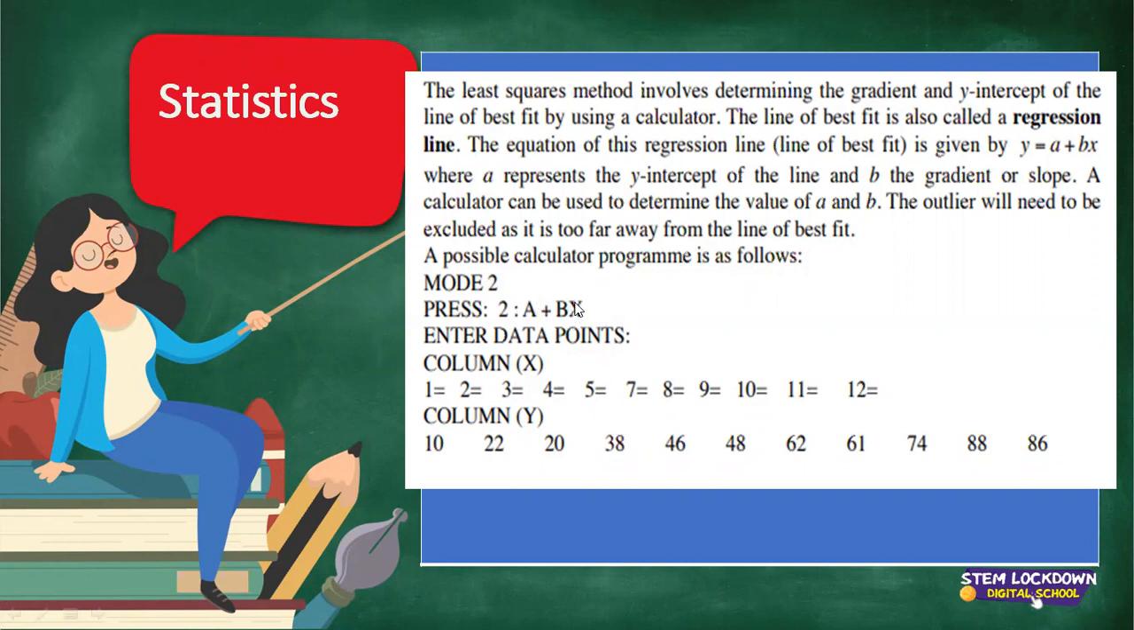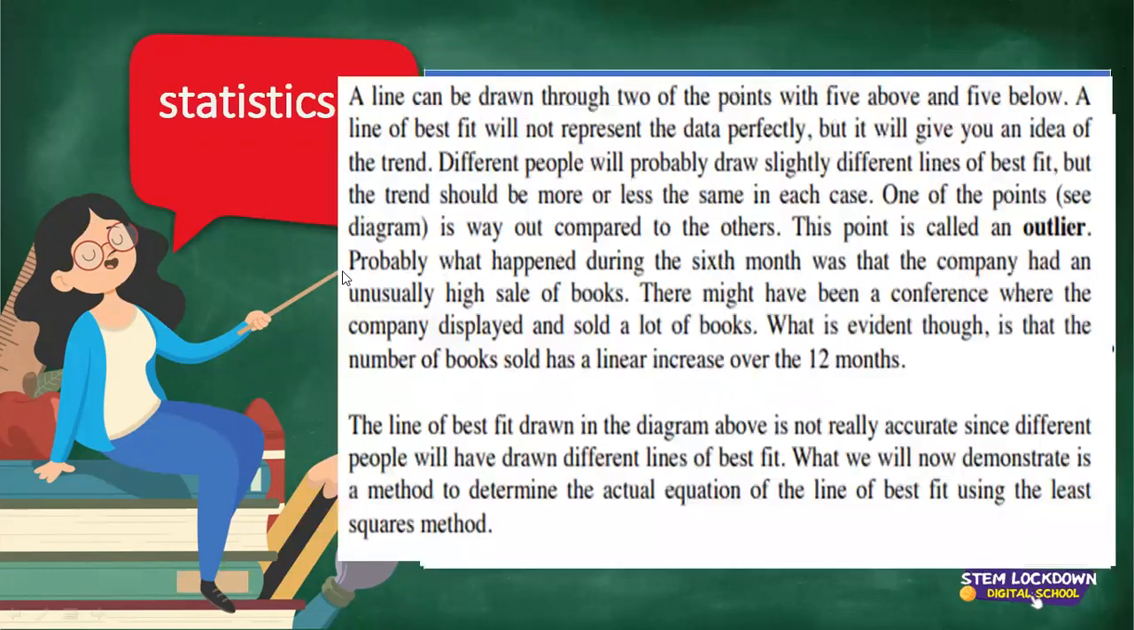So we press 2. After you press 2, 2 columns will be shown, column x and column y. In column x, you will put your independent variable, your x values. And then in column y, you enter the y values. Whatever values you have on the table, you're going to put them in the way they are on your table.